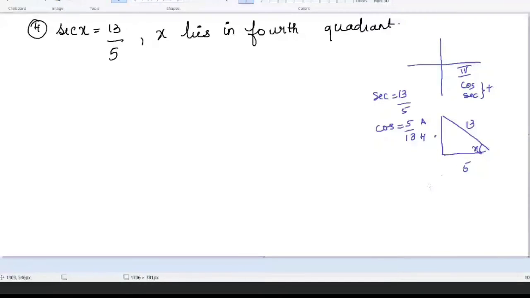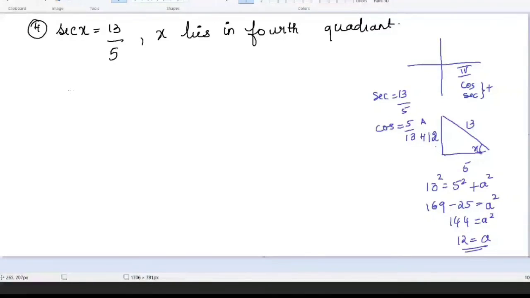So here we have 13 square is equal to 5 square plus a square. So 169 minus 25 is equal to a square. So what is a then? Here a square is 144. A is equal to, take the positive root only, 12. Okay, take the positive root. So we got this equal to 12.